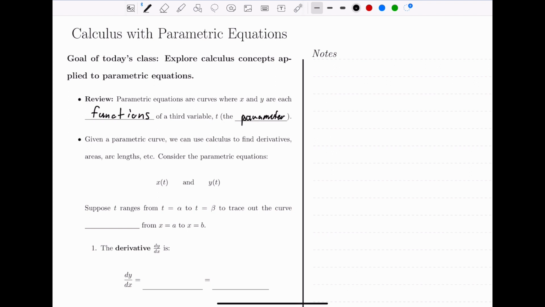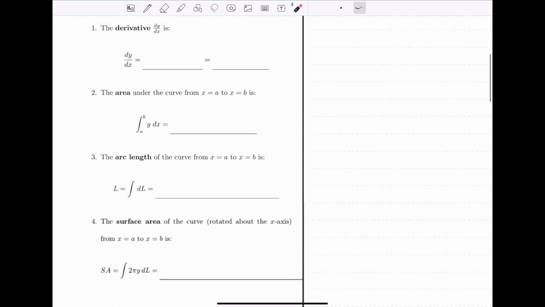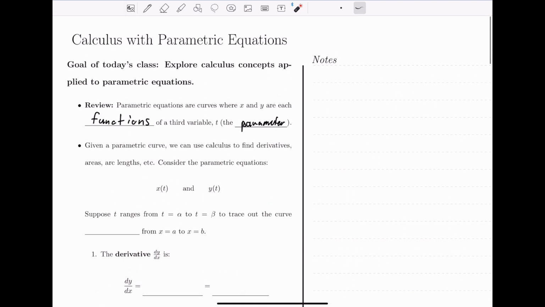Now, when we have a curve defined parametrically, we want to still find derivatives, areas, arc lengths, all these things. So let's imagine that we have some parametric equations. We have an x equation in terms of t and a y function in terms of t. And we want to figure out how can we calculate derivatives, how can we find areas under curves, arc lengths, and surface areas. So let's start by thinking about derivatives.